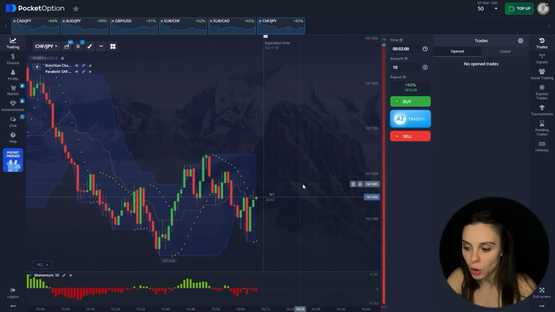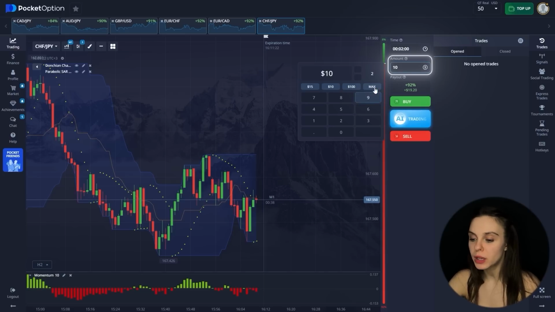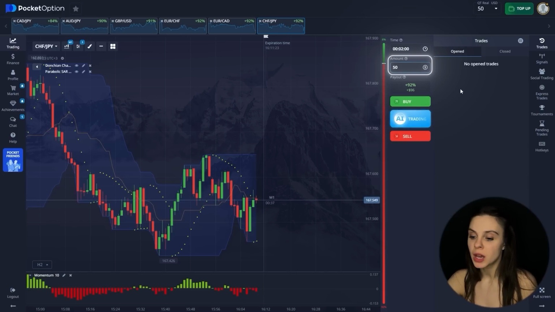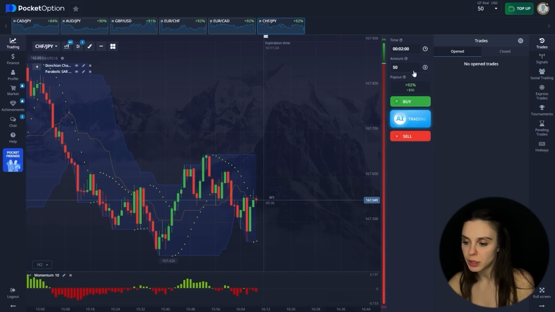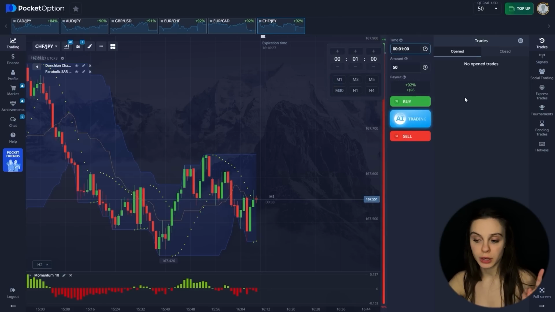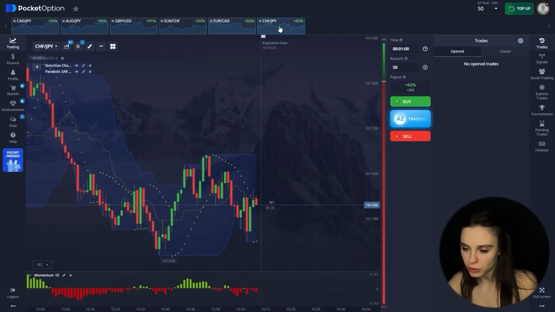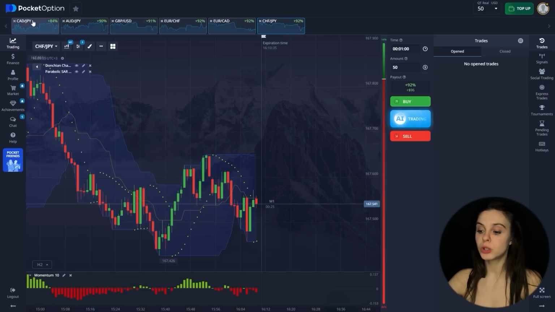But we are already moving on to the trading itself, yeah? Let's go. The balance at the moment, as I said, is $50. Therefore, we set the transaction amount to $50. We set the transaction time to 1 minute. One transaction will be equal to 1 minute. And we trade on currency pairs as usual. You see them in the upper area of the screen. There are 6 of them. We will trade on them.